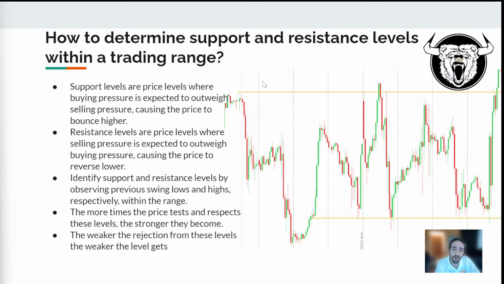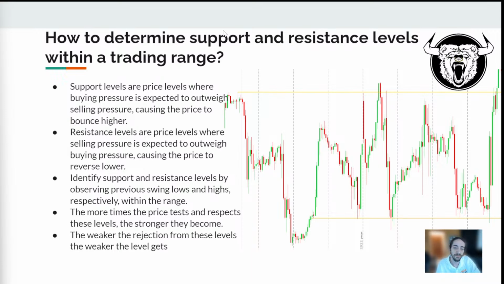No, but this is a good one because again, price ranges very, very often. 70 to 80% of the time, price is stuck in a range versus the 20 to 30% that we are trending. So once we're able to establish and understand how ranges work, we could use it to our advantage to understand where to sell high and where to buy low.